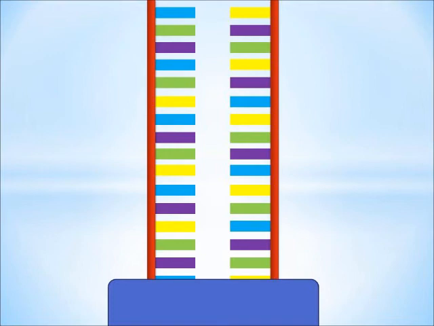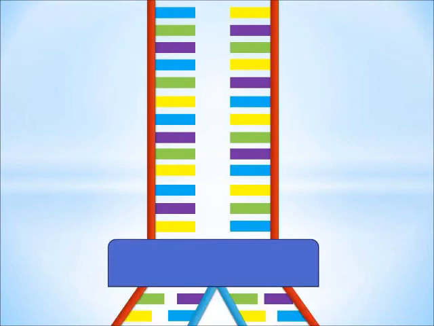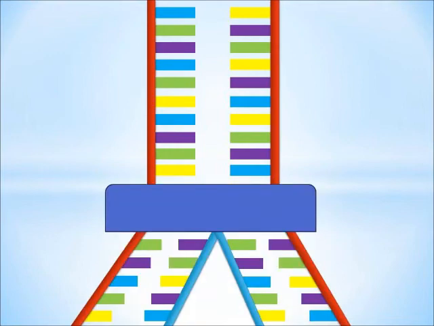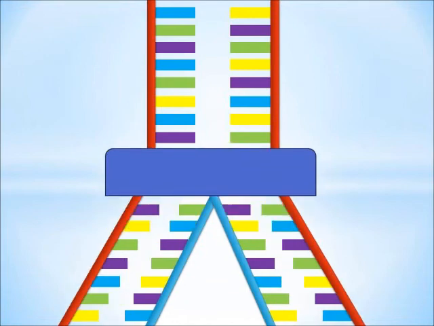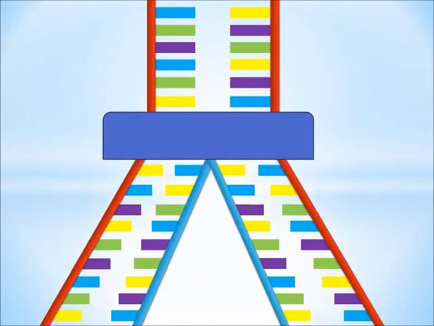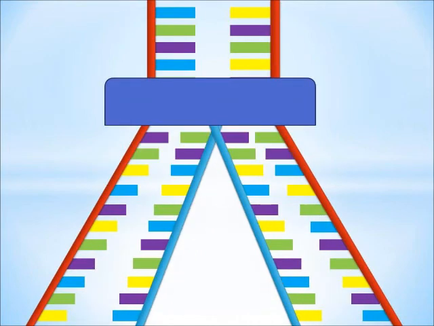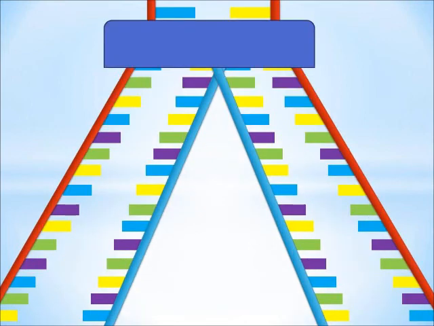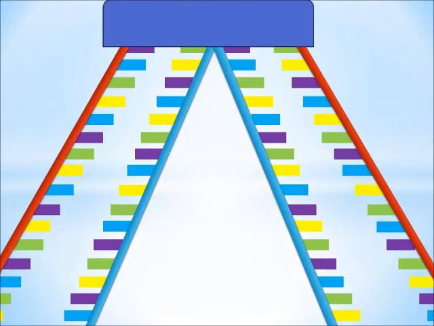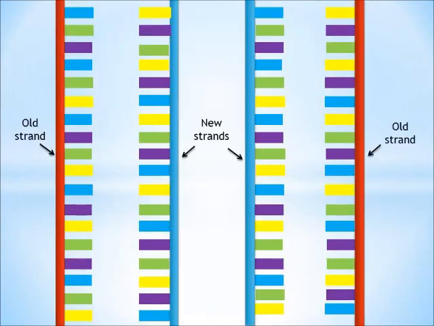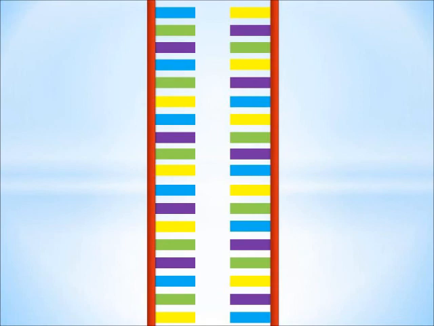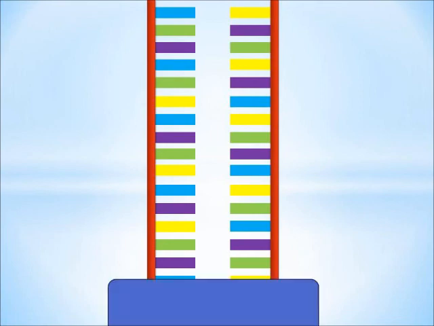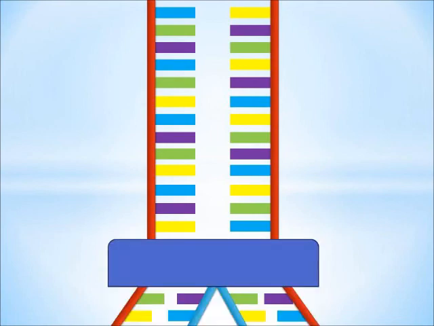In step 1 of DNA replication, the DNA helicase breaks the hydrogen bonds between the nucleotides. In step 2 of DNA replication, the DNA polymerase adds complementary nucleotides to single-stranded DNA at the replication fork. In step 3 of DNA replication, the DNA ligase forms covalent bonds between deoxyribose and phosphate.